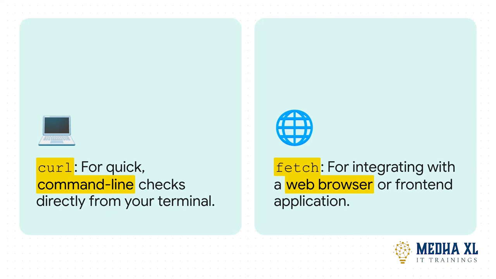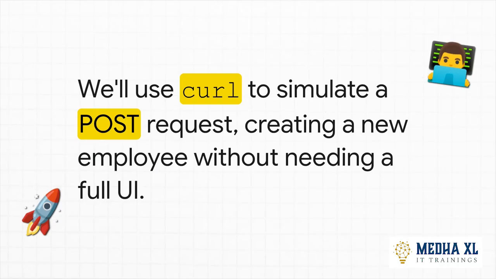So, there are a couple of great ways we can test this thing out. We could use a command line tool like curl for really quick, raw checks right from the terminal, or we could use fetch inside a web browser's JavaScript to hook it up to an actual user interface. For our first test drive, we're going to use curl. It's just the perfect tool for the job because we can fake a POST request directly, and we don't have to go build a whole front-end app just to see if our backend works.